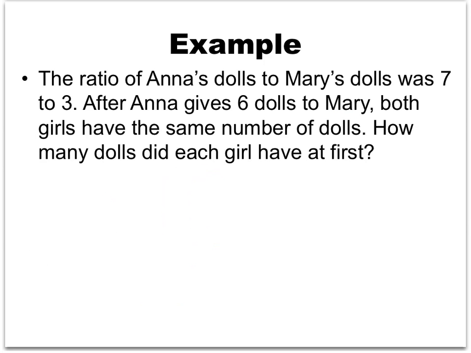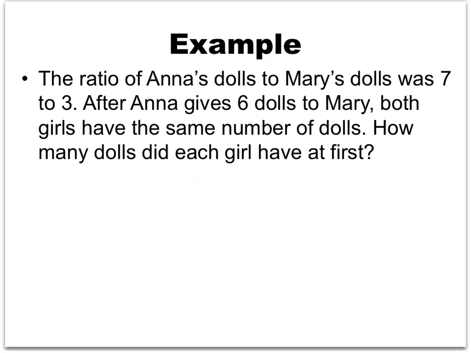Now our last example is going to be completely different than these other two examples. We're not going to use a ratio table here at all. We're going to use pictures. So the ratio of Anna's dolls to Mary's dolls was 7 to 3. After Anna gives 6 dolls to Mary, both girls have the same number of dolls. How many dolls did each girl have at first?